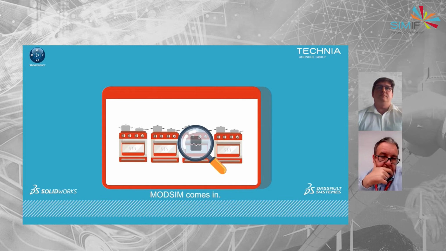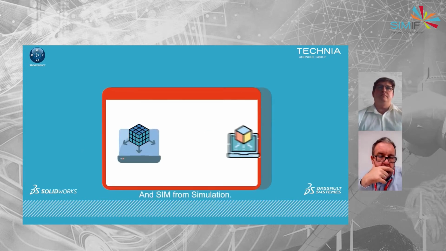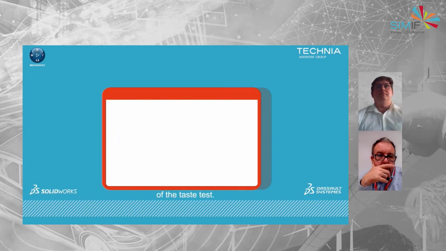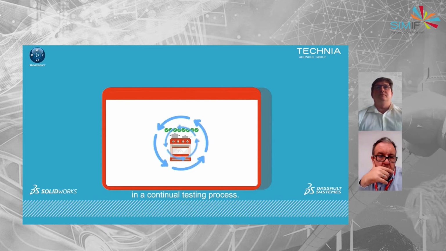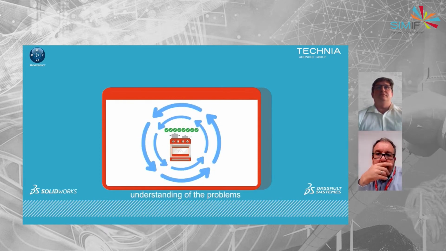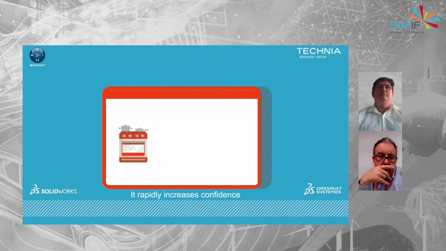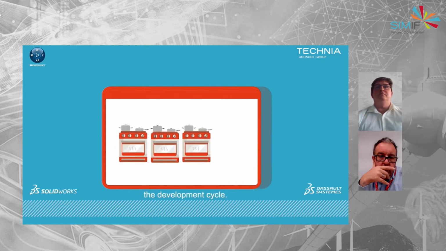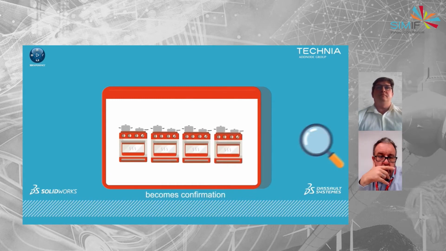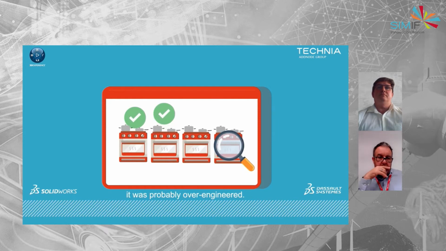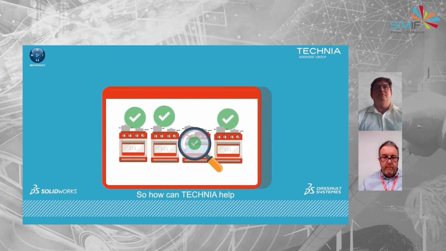So how can we solve that problem? Well, this is where ModSim comes in. Mod from modeling and sim from simulation. It's a data-driven, collaborative and concurrent approach to product development. In other words, it's the engineer's equivalent of the taste test. ModSim keeps your existing design process intact, but wraps it in a continual testing process. It gives us a much better understanding of the problems we're going to solve, enabling our solution to exceed defined requirements. It rapidly increases confidence in our solution throughout the development cycle, and that final test becomes confirmation rather than a question. So, looking back, we're likely to find that if it looked right, it was probably over-engineered.